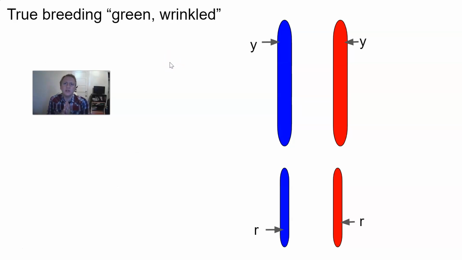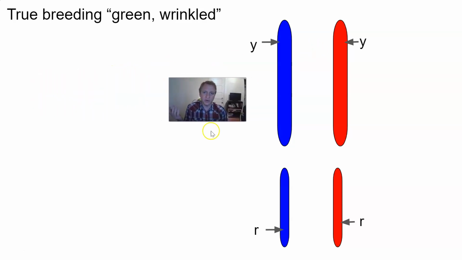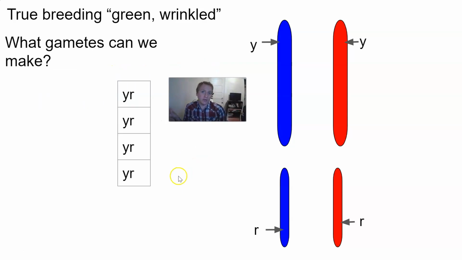Now let's look at a true breeding green and wrinkled. The lowercase y means that it's going to be green. The lowercase r means that it's going to be wrinkled. And what gametes can we make from this? Well, just lowercase y, lowercase r, because again, that's the only thing that it has to contribute.